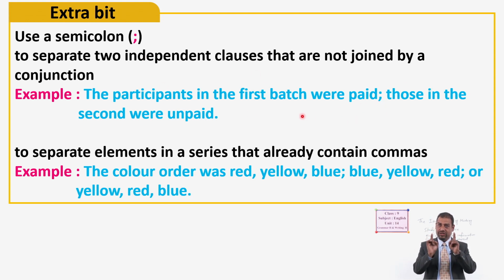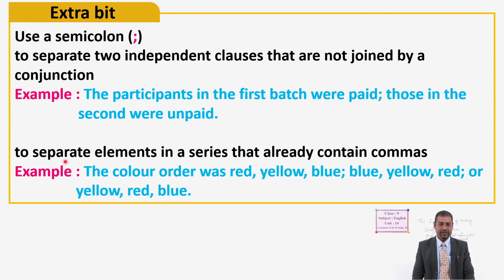But don't forget, those two sentences should be independent, like: the participants in the first batch were paid; those in the second were unpaid. See, we are not using but here, so instead of but we are using a semicolon, and at the same time these two clauses are not depending upon each other.